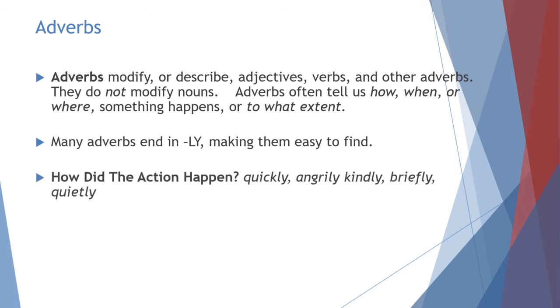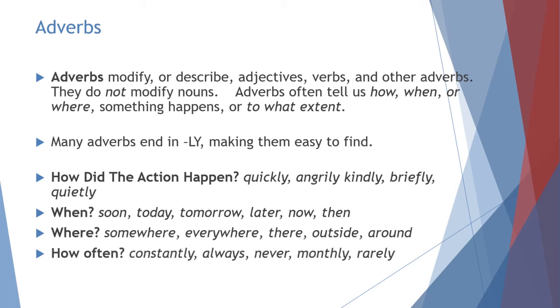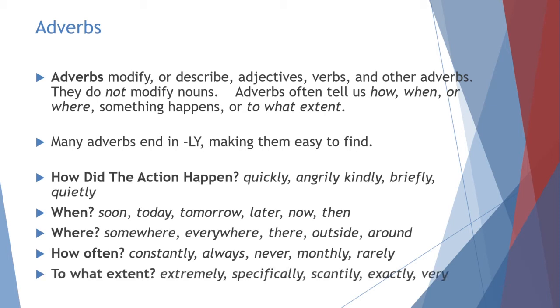How did the action happen? Quickly, angrily, kindly, briefly, quietly. When did it happen? Soon, today, tomorrow, later, now, then. Where? Somewhere, everywhere, there, outside, around. How often? Constantly, always, never, monthly, rarely. To what extent? Extremely, specifically, scantily, exactly, very.